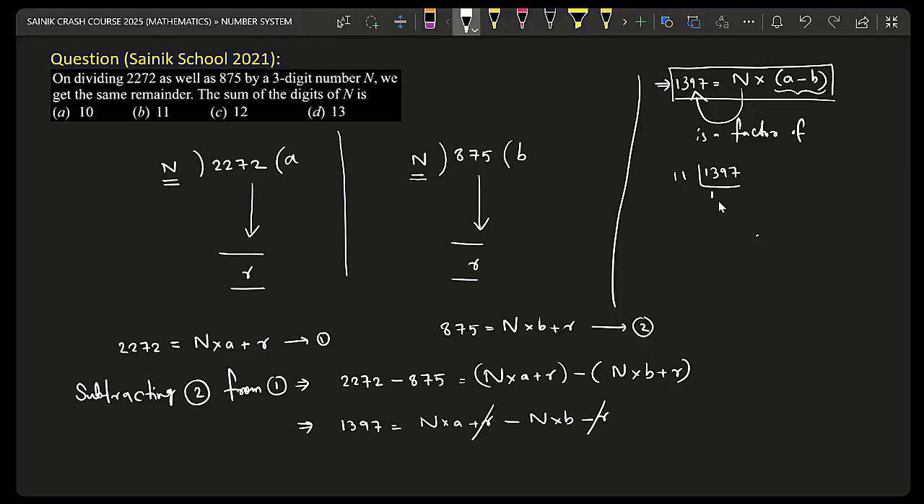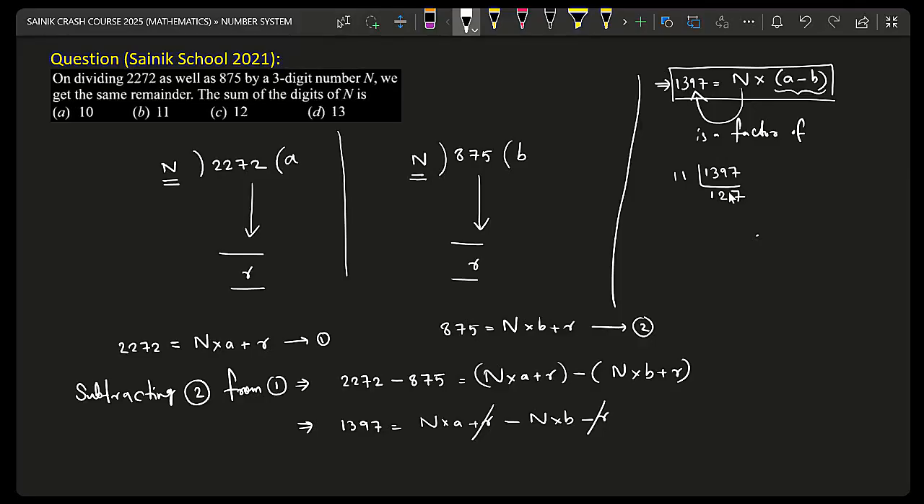Sir, 2. 2 9 will become 29. 11 twos are 22. What is 29 minus 22? Sir, 7. 7 7 becomes 77. So 11 sevens are 77.